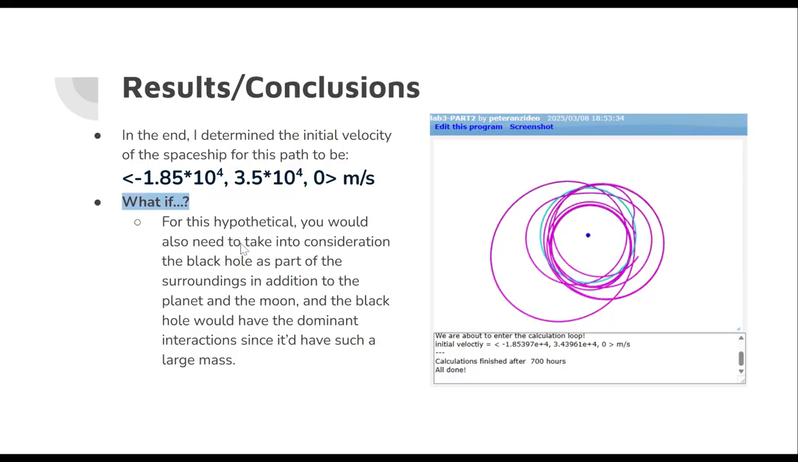And what if, for the hypothetical, you also need to take into consideration the black hole as a part of the surroundings, in addition to the original surroundings? The black hole will be the dominant source because it has such a large mass.